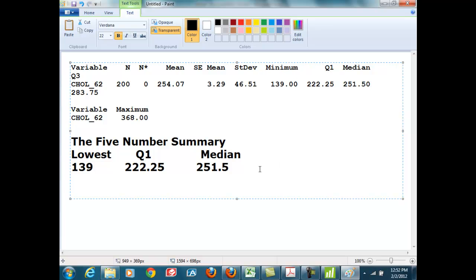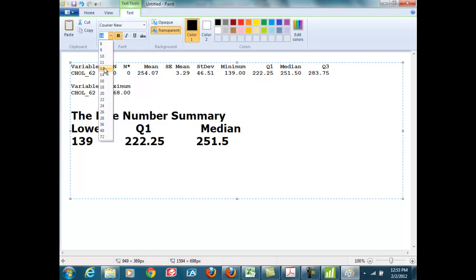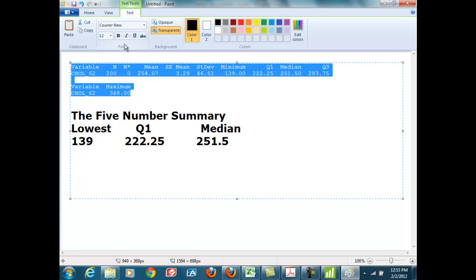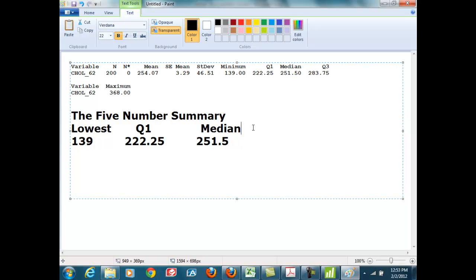Do you see it anywhere? 280. Oh, it's right here. Okay. Because when I was doing that, I messed it up a little, right? Everybody good? So that's where we read it from. Q3 is 283.75, right? Then the highest is what? 368. And we also saw how we locate these points.